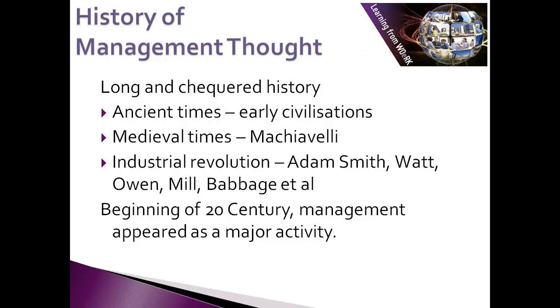Robert Owen is attributed with setting up elaborate personal management systems, training workers, housing. He was conscious about these things and he paid attention to it. Similarly, James Mill was focused on human movement at work.